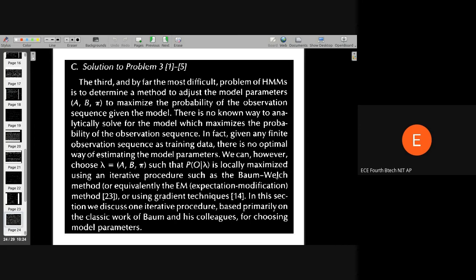The third part now is the training problem. The training problem: how to determine the model parameters to maximize the probability of the observation given the model. This is given by a famous algorithm or famous procedure called Baum-Welch.